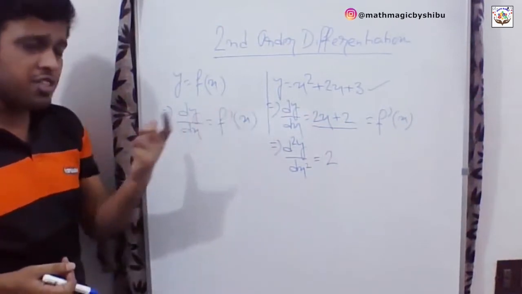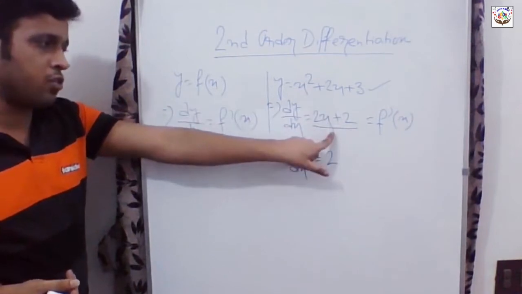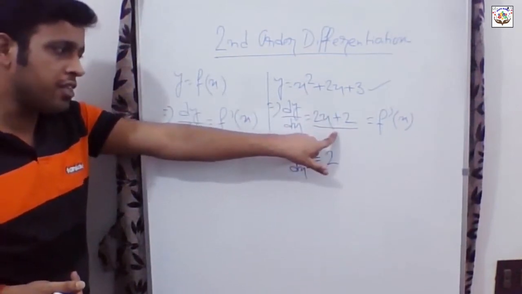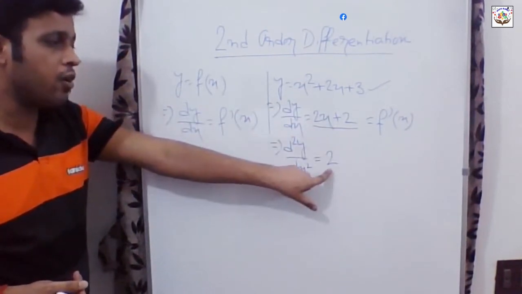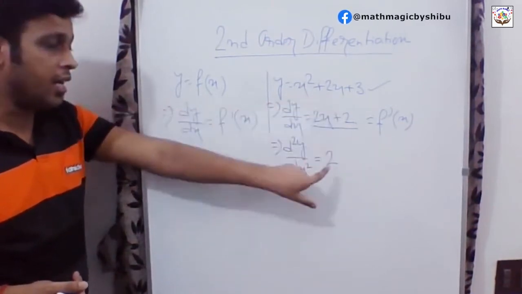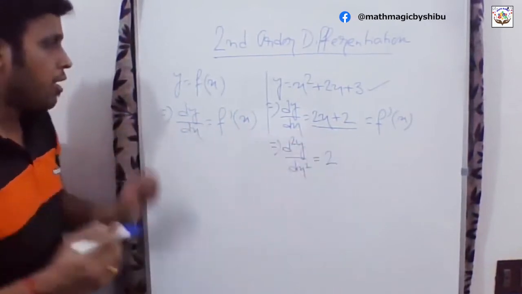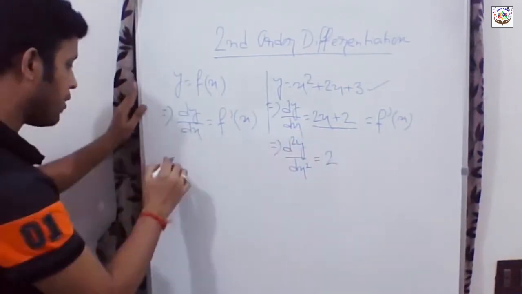So the first order differentiation of this quadratic equation is 2x plus 2. And again if we differentiate this expression, it will be called the second order differentiation of the first function, and the expression itself is the first order differentiation of this function. Clear? I am giving another example.